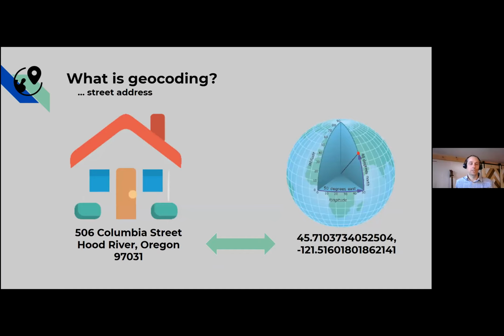The typical example that we can all quickly relate to is just a typical street address. We like to say 506 Columbia Street in Hood River, but in reality, a machine and a GIS is going to want a lat long coordinate. And that's going to translate to the coordinates that you're seeing on the right.